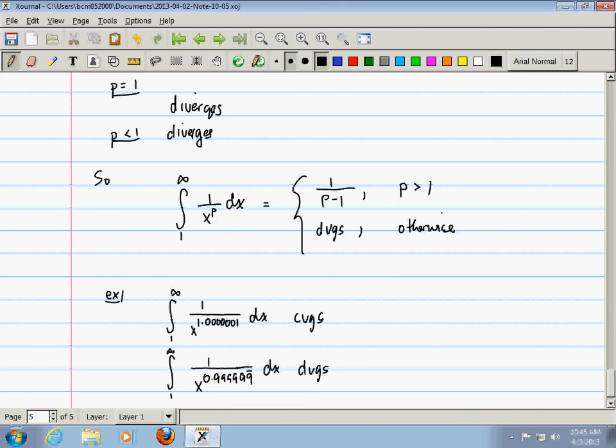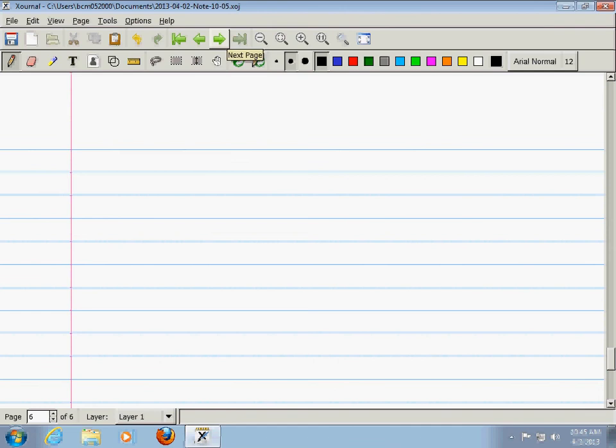Okay, so let's do another example. Here's a typical example of things gone wrong. How about the integral from 0 to 1 of 1 over the square root of x dx.